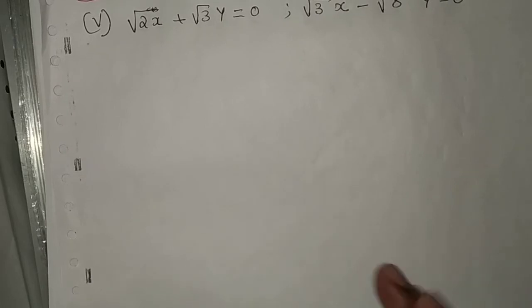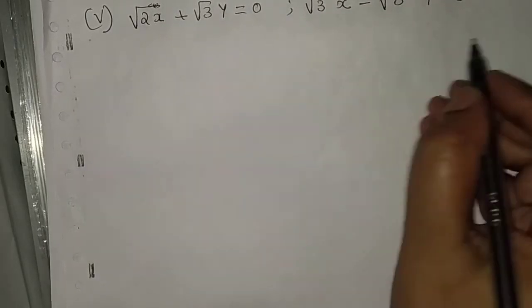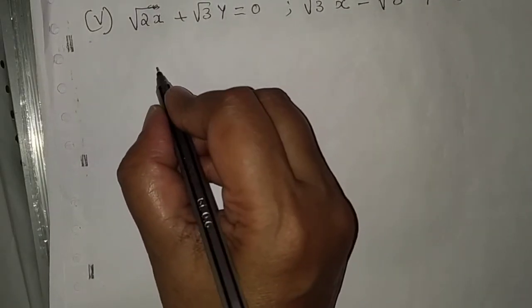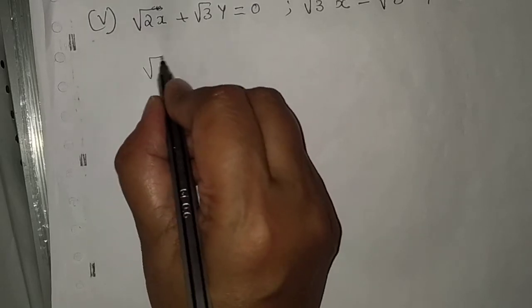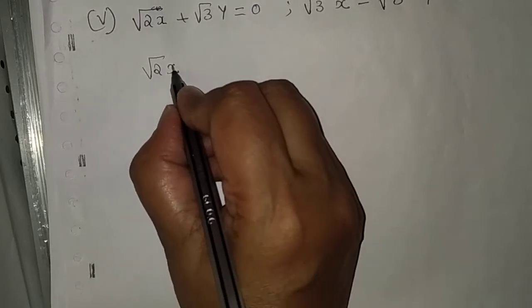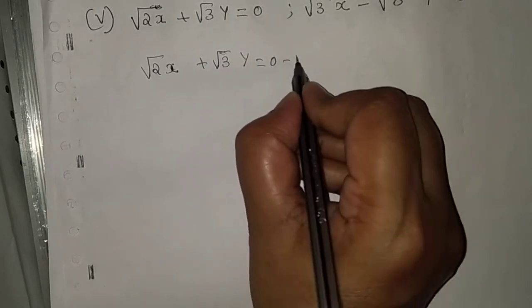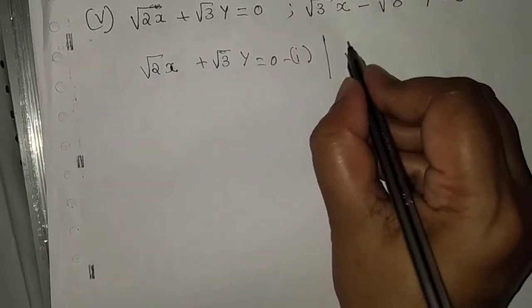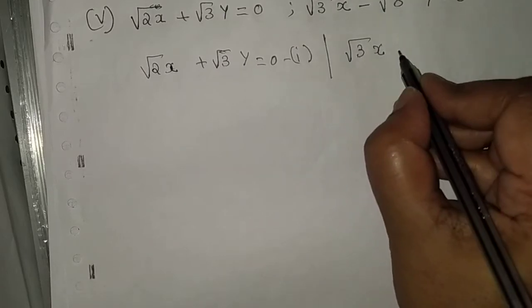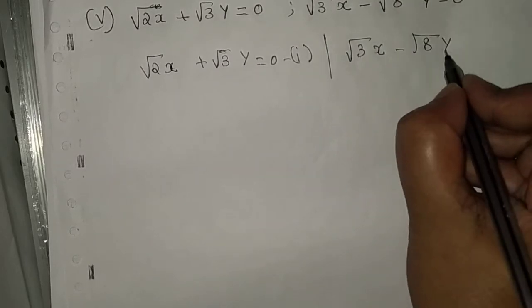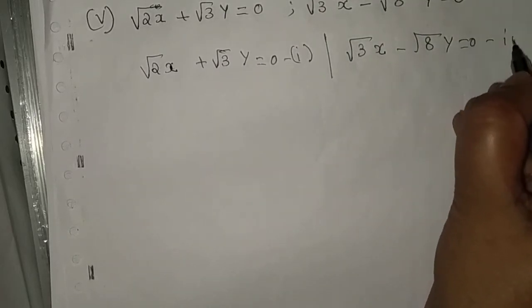We move on to the fifth problem. The fifth problem is in root form. These are the equations given. Just write down root 2 x plus root 3 y is equal to 0 as the first equation, then root 3 x minus root 8 y is equal to 0 as the second equation.